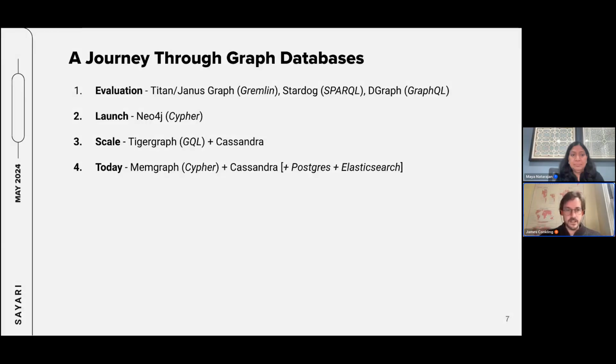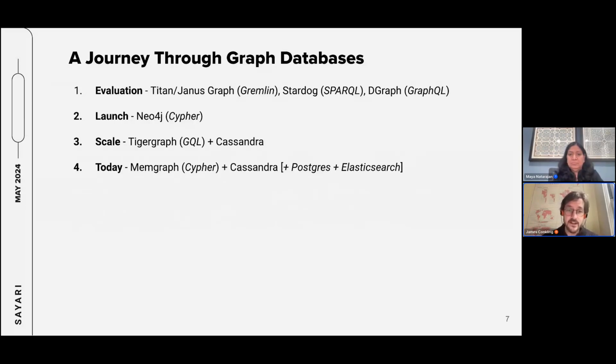So briefly, I also wanted to touch on how we got to where we are. Basically, we started out evaluating a lot of different databases. This was 4 or 5 years ago at this point. We looked at Titan and JanusGraph, which uses the Gremlin query language. We looked at Stardog, which uses the SPARQL query language. We looked at Dgraph, which uses GraphQL. When we launched, we started out with Neo4j, which uses Cypher. That didn't scale for what we were looking for. Ultimately, if we're looking at 1 to 2 billion nodes, Neo wasn't holding up there.